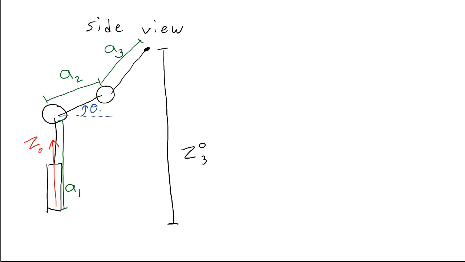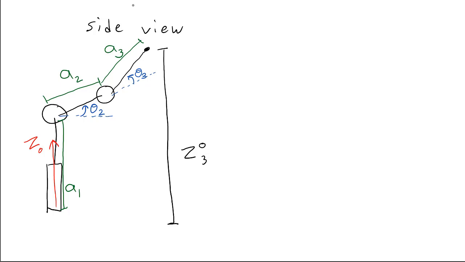Now I need to label my joint variables. Here I can see theta 2, and then this angle over here is theta 3. It's important to note that theta 3 is not defined from the horizontal. So I didn't dash a horizontal line here and define theta 3 from that. Theta 3 is defined from an extension of A2. So this dashed line that I put here is extending the link A2, and theta 3 is defined as the angle between this extension of link A2 and the link A3.